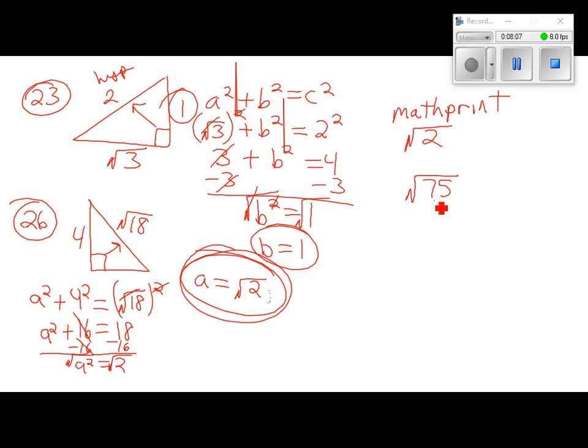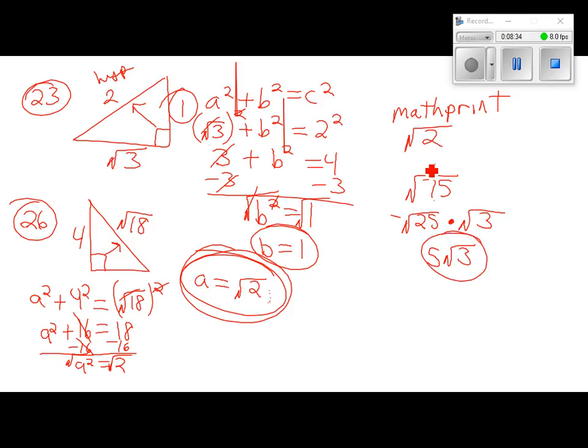Okay, that's 25. You break it down into a perfect square number. What's a perfect square number that'll divide into 75? 25. 25 times what gives you 75? 3. Then we take the square root of the first one, the 25. What is the square root of 25? So that comes out of the radical. What stays under the radical? 3. So 5 times the square root of 3.